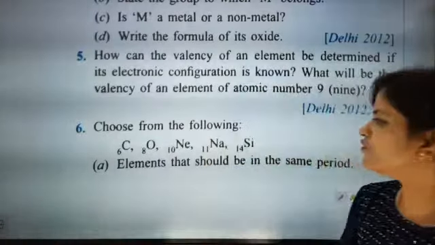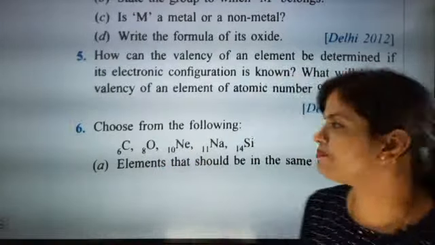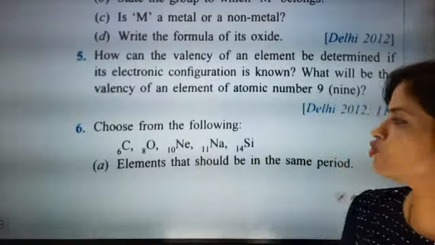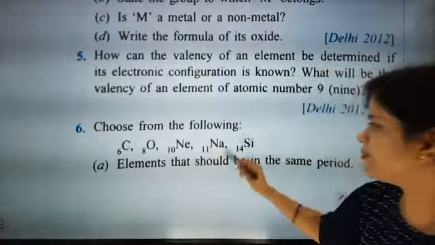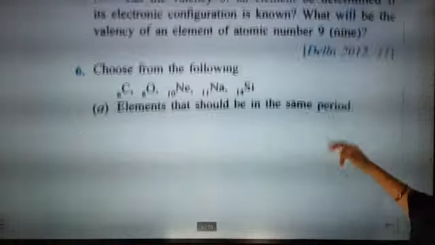Carbon, oxygen and neon belong to the same period, and sodium and silicon belong to another period. So this is period number 2, and this is period number 3.